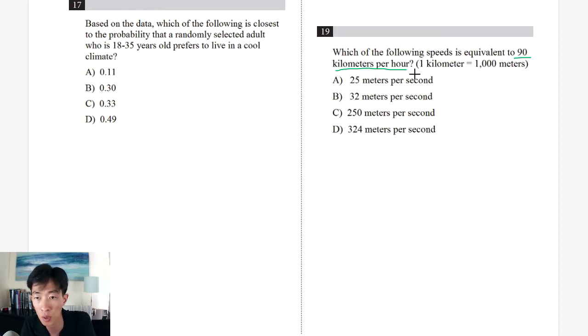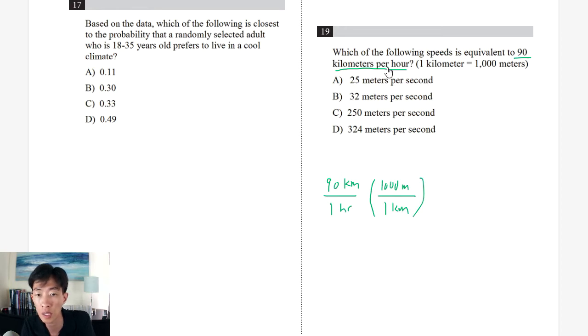So I'm going to start with the quantity that we have. We have 90 kilometers per 1 hour. And if we're going to convert from kilometers to meters, they're telling us that 1,000 meters is equal to 1 kilometer. We put 1,000 meters up here and 1 kilometer down here because we want not only the numbers but the units to cancel out. So we're going to multiply that together.